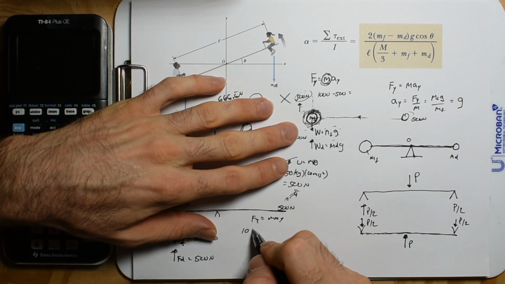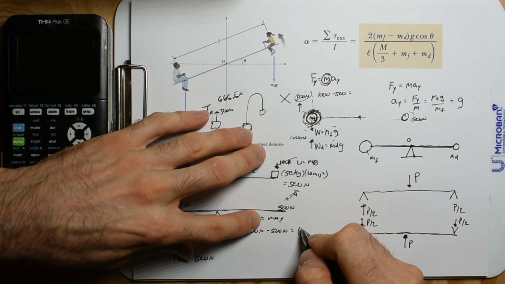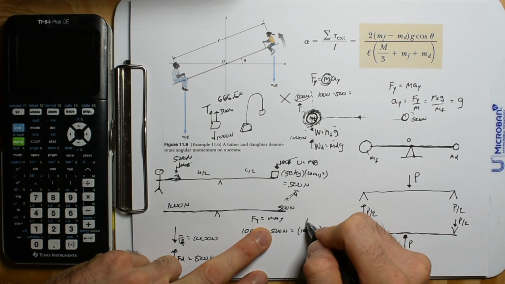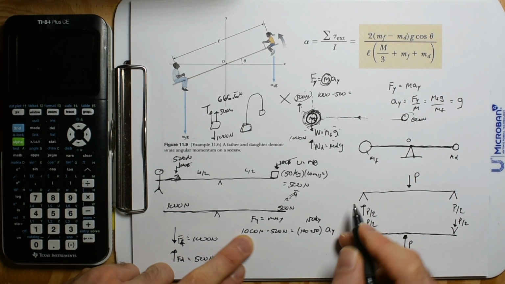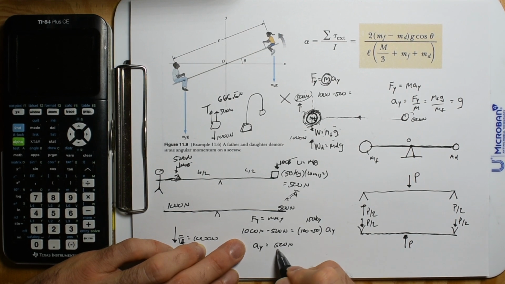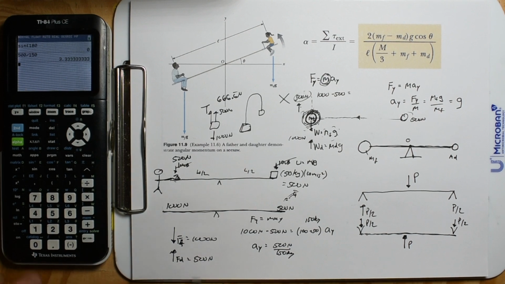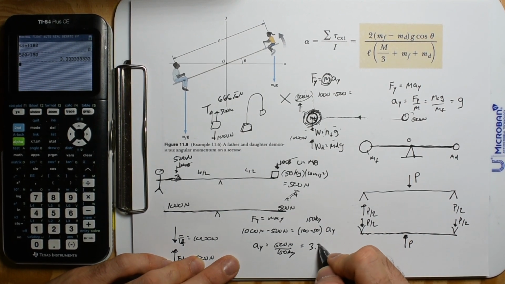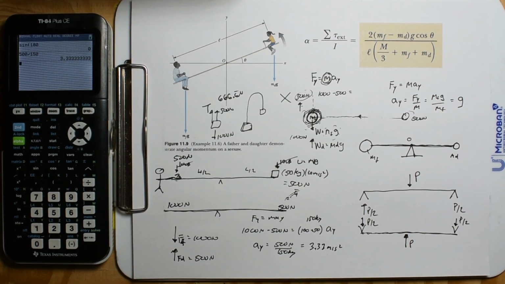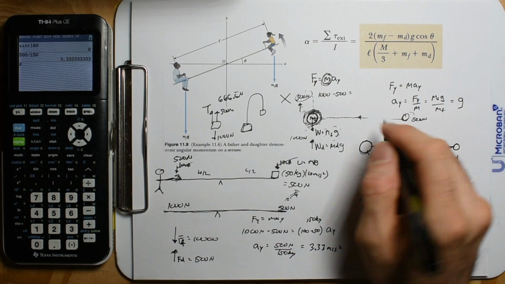So we're going to have 1,000 newtons minus 500 newtons is equal to, well, now it's going to be the mass of both. So that's 100 plus 50, that's in kilograms, so it's 150 kilograms times the acceleration in the y. So now we can say acceleration in the y is 500 newtons divided by 150 kilograms. And so we get 500 by 150. Hey, we get that same thing. We get 3.33 meters per second squared. So that's pretty cool.